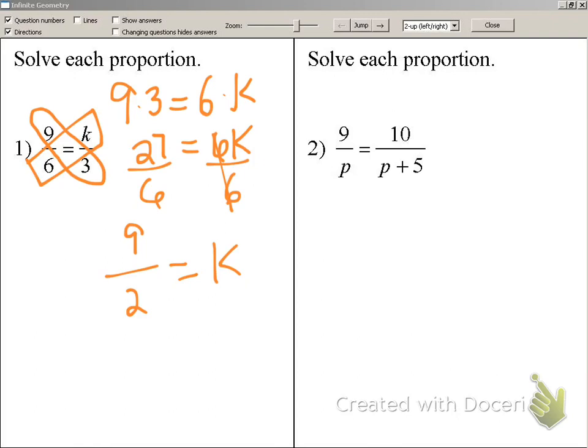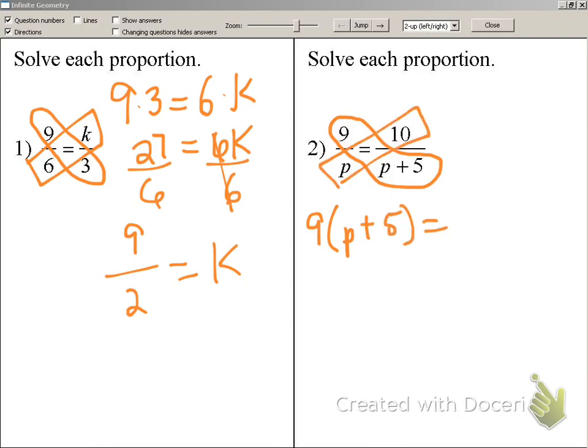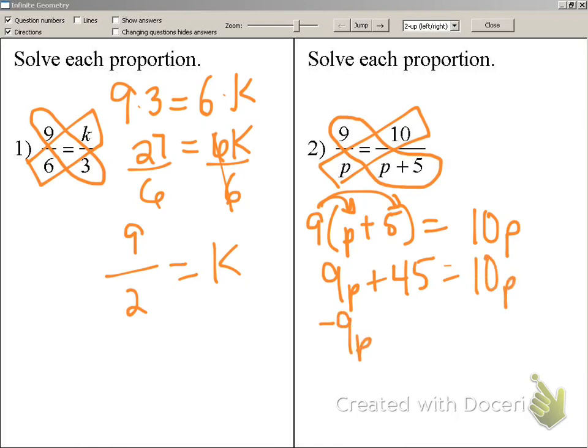Number 2, solve the proportion. Still the same process. Your cross products must be equal. 9 times the quantity p plus 5 would equal p times 10, or 10p. Solve the equation. It's a multi-step equation where we have to distribute the 9. So we have 9p plus 45 is equal to 10p. I'm going to subtract 9p. So 45 is equal to p. And that is how we solve that. Cross products have to be equal.